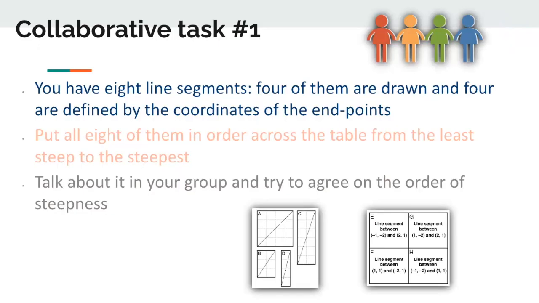For the body of the lesson, I present the collaborative task from the lesson materials. Students are given 8 cards and work in groups to sort the cards from least to most steep. 4 cards are visual line segments already plotted, and 4 cards give the coordinate points. As students work, I walk around the room and ask probing and guiding questions to make sure students are not straying too far from the learning goal, or that they are not emphasizing misconceptions.